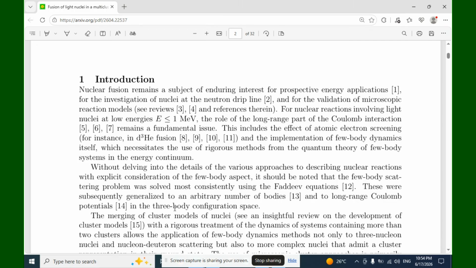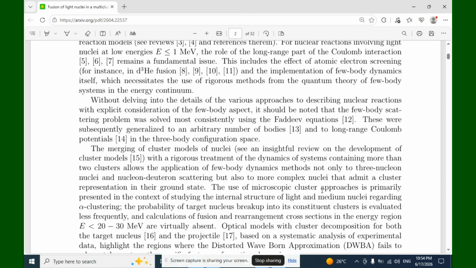This includes the effect of the atomic electron screening, for instance, in D3He fusion, and the implementation of few-body dynamics itself, which necessitates the use of rigorous methods from the quantum theory of few-body systems in the energy domain. Without delving into details of the various approaches to describing nuclear reactions with explicit consideration of the few-body aspect, it should be noted that the few-body scattering problem was solved most consistently using the Faddeev equations. These were subsequently generalized to an arbitrary number of bodies and to long-range Coulomb potentials in the three-body configuration space.